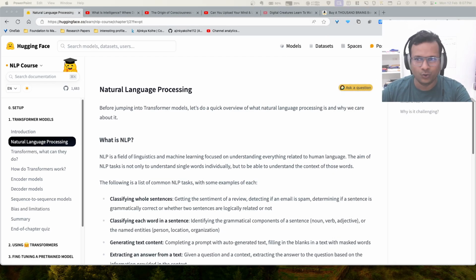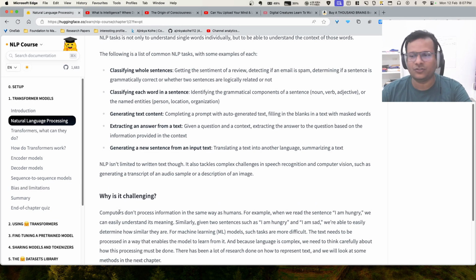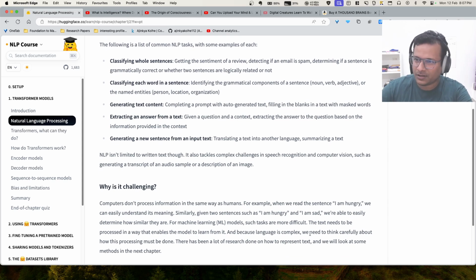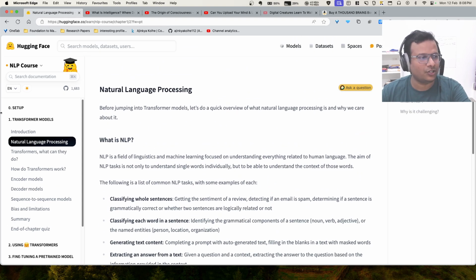So, going to this lecture, which is from Hugging Face: this part, what NLP is and why it is challenging, plus a few points I added on my own. That is the first section of the Transformer models chapter of the Hugging Face course.